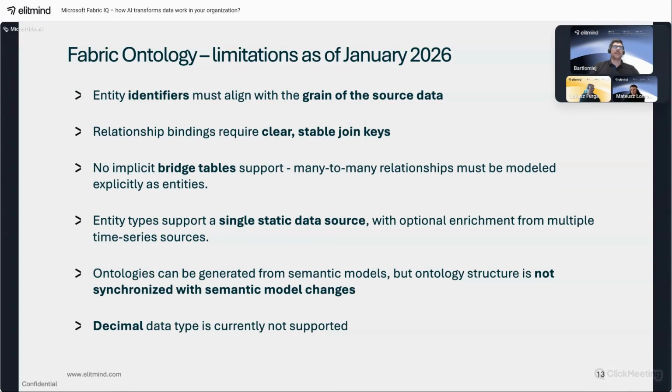And together with the capabilities come some limitations, which we identified during testing this functionality. So first of all, the entity identifiers must align with the grain of the source data. This is especially important when an ontology is generated from a semantic model. So the semantic model needs to be well designed because the grain for an entity should always be the same.